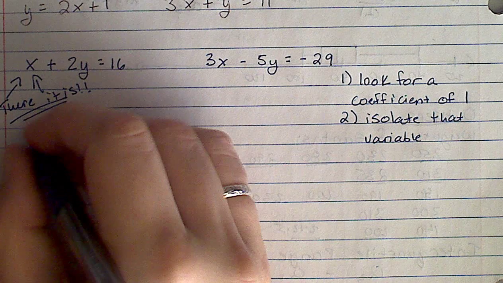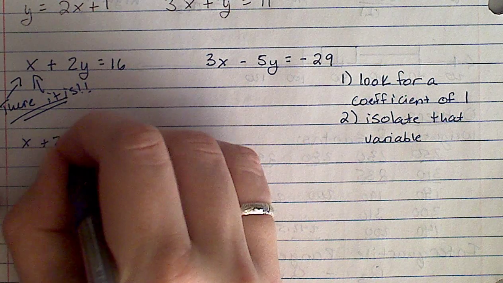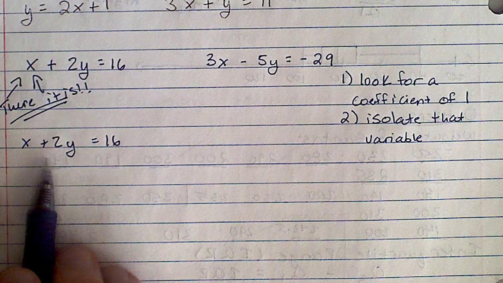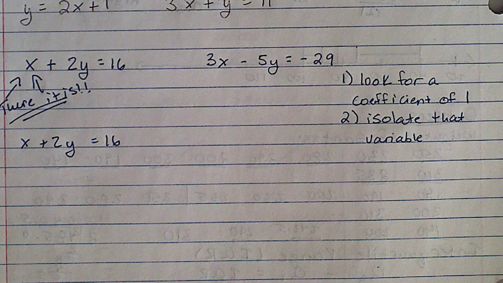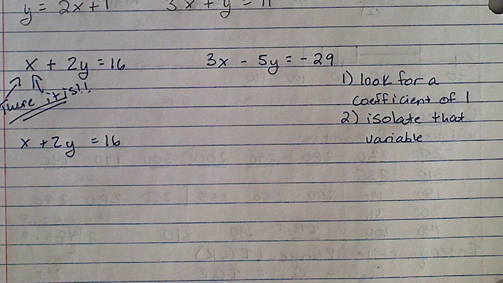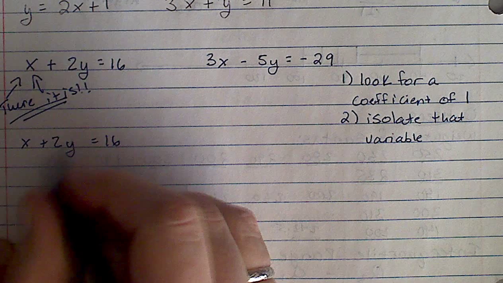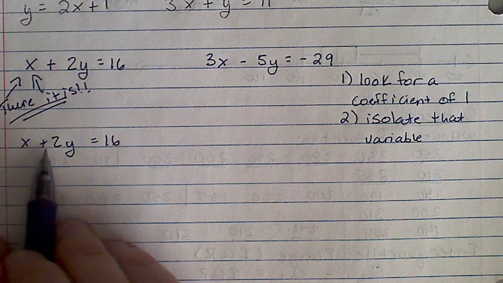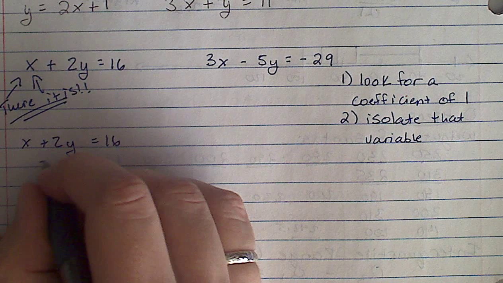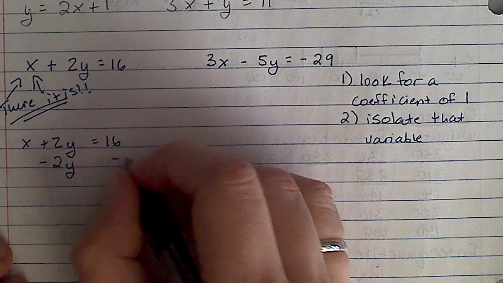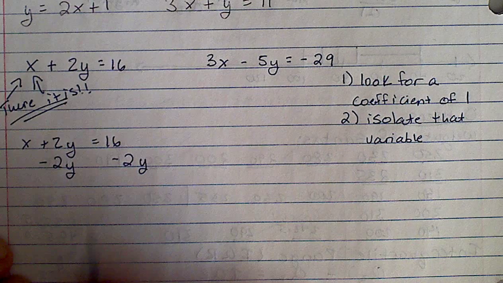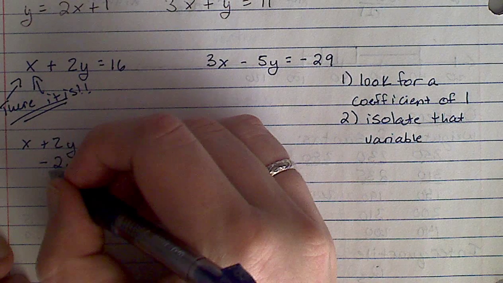So I've got x plus 2y equal to 16. I have to get plus 2y onto the other side. How do I move plus 2y onto the other side? Not divide, no. I'm going to minus it, because this is a positive 2y. I'm going to minus 2y from both sides. So minus 2y, minus 2y. So on the left-hand side, 2y minus 2y goes away.